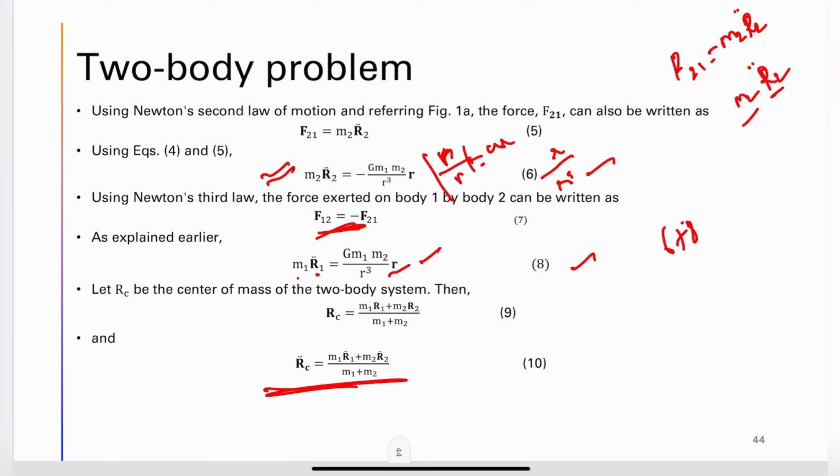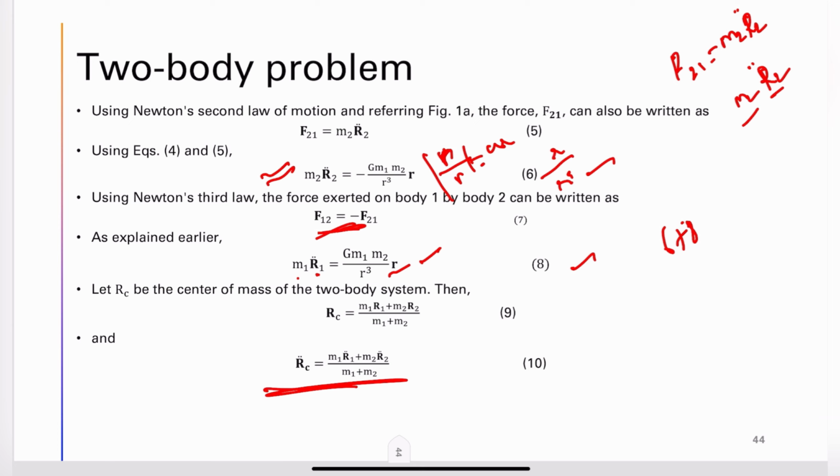According to Newton's second law, for the object m2, the force is equal to mass into acceleration, which is m2 into r2 double dot. r2 is the position vector of m2 with respect to the origin. Double differentiating it to get the acceleration, the force F21 is equal to m2 r2 double dot. Now, by equating equations 4 and 5, I get m2 r2 double dot, that is, mass into acceleration of the second object, equal to minus G m1 m2 divided by r cube into r.